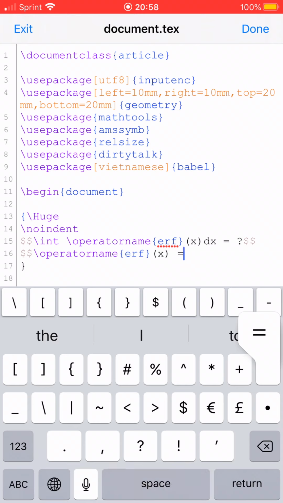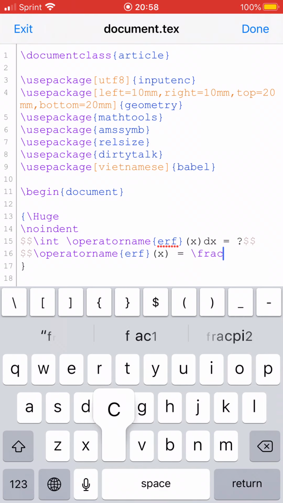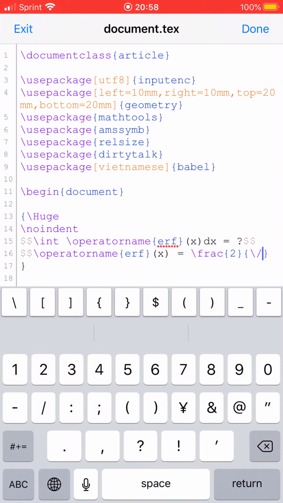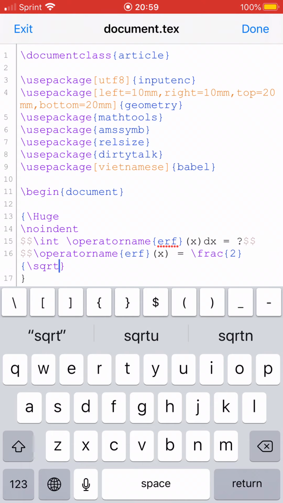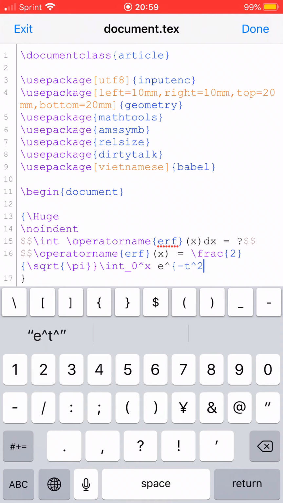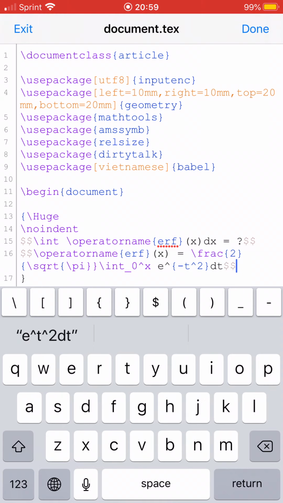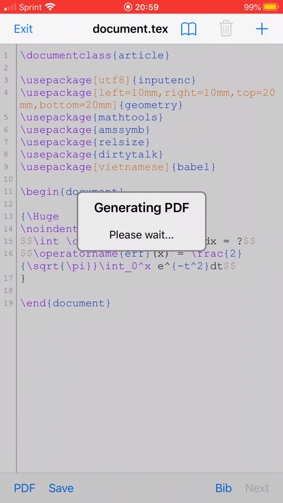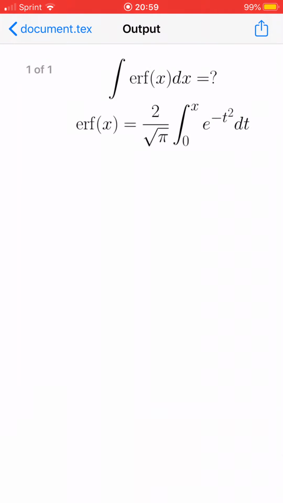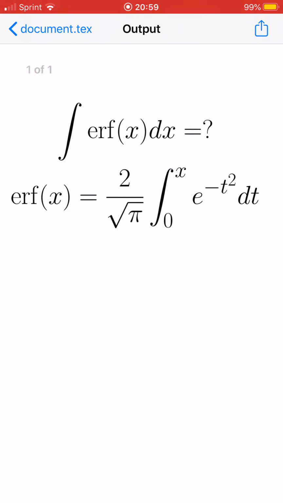By definition, the error function of x is equal to 2 over square root of pi times the integral from 0 to x of e to the negative t squared dt. Alright, so here's the definition of the error function. So the error function of x is equal to 2 over square root of pi times the integral from 0 to x of e to the negative t squared dt.